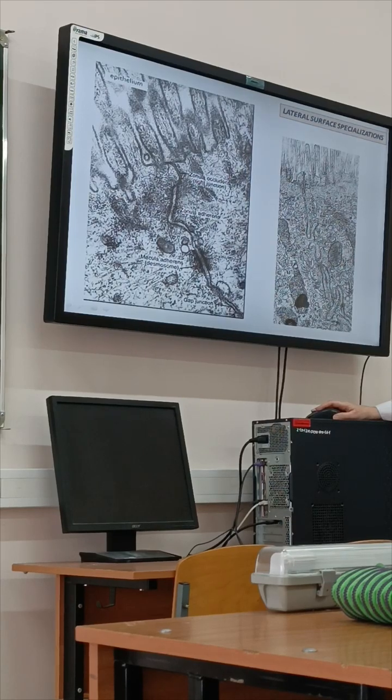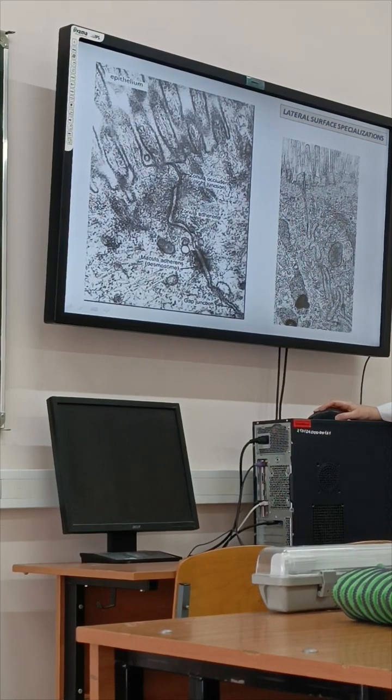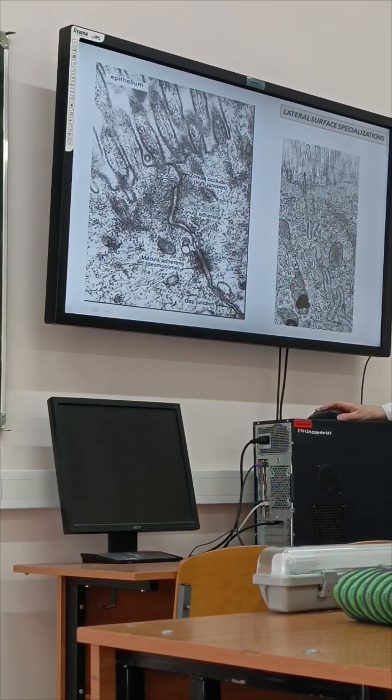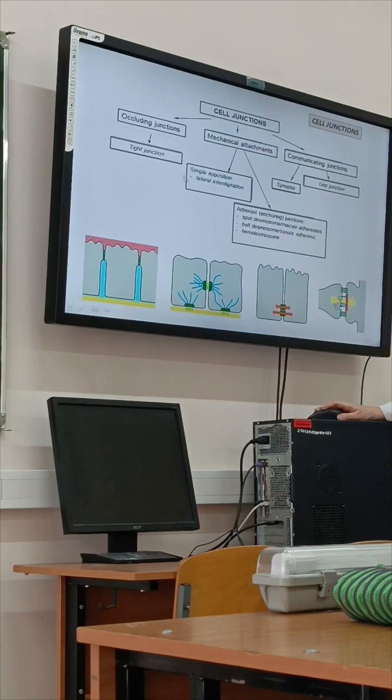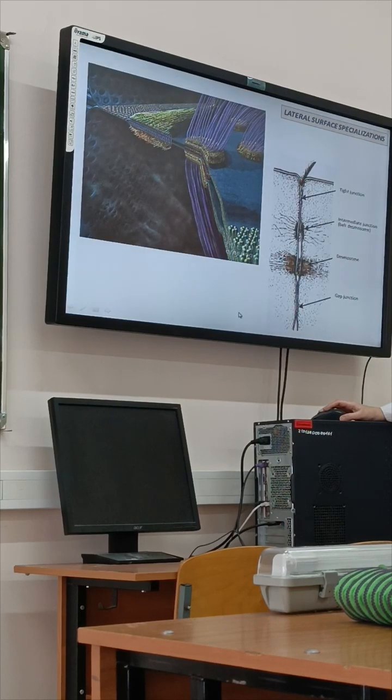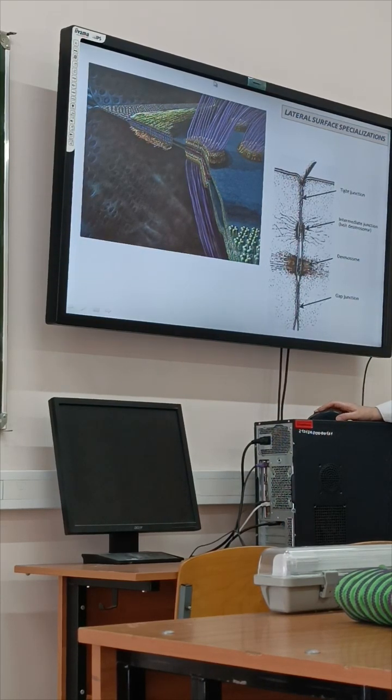A bit later, we can see zonal adherens. This is another type of mechanical junction, and macule adherens or desmosome. On electron microscope they look different, but they have the same general plan of structure. Such invagination of adjacent membranes of cells is an example of lateral interdigitations. Gap junction I will demonstrate later.